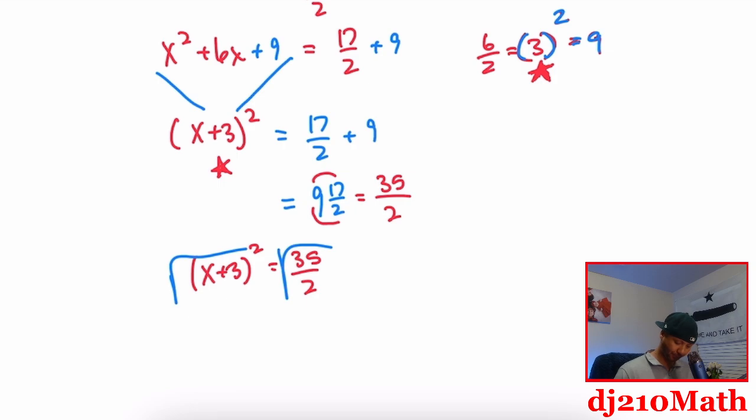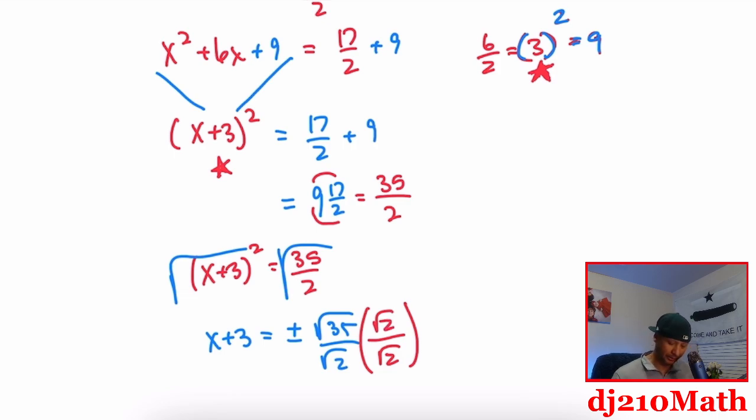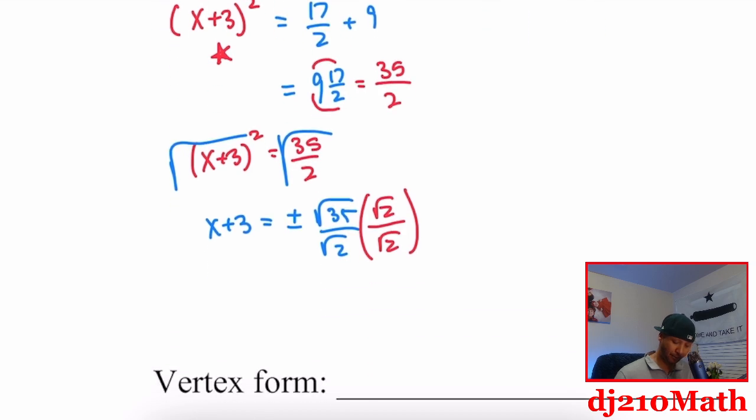Take the square root. x plus 3 is equal to plus or minus the square root of 35 over the square root of 2. Now, do I want to rationalize the denominator? Yes, a square root in the bottom is bad. That's why I split it up like that. And we're almost there. So x plus 3 is equal to plus or minus the square root of 70 over 2.